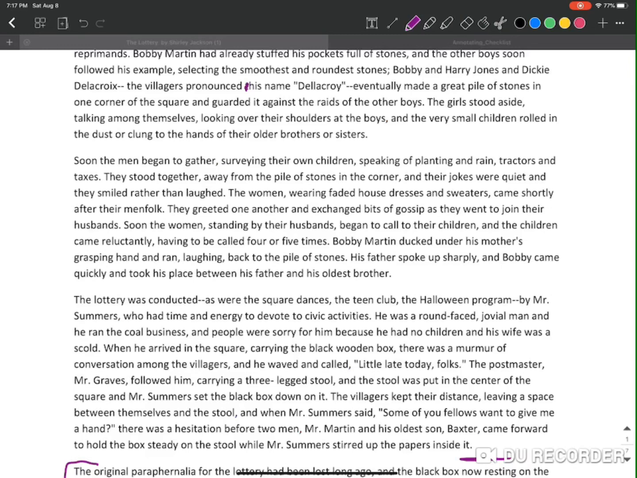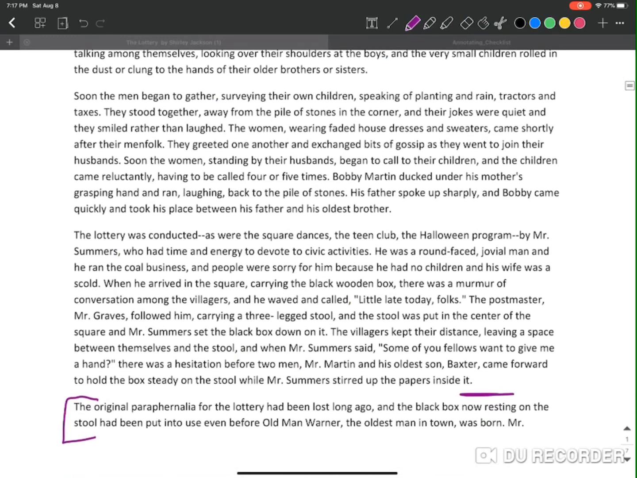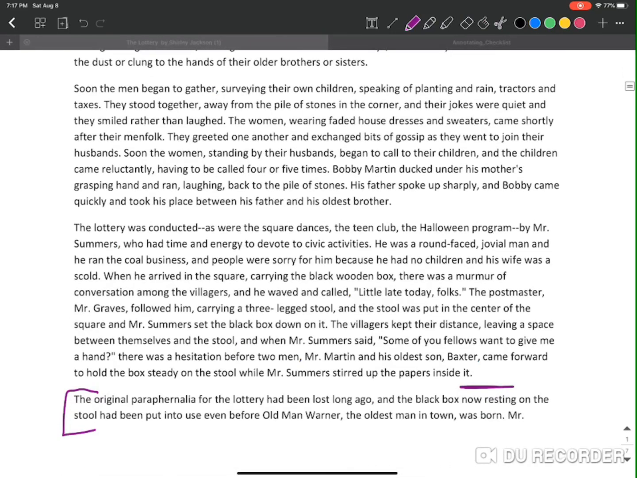His name, Delacroix, eventually made a great pile of stones in one corner of the square and guarded it against the raids of the other boys. The girls stood aside, talking among themselves, looking over their shoulders at the boys, and the very small children rolled in the dust or clung to the hands of their older brothers or sisters. Soon the men began to gather, surveying their own children, speaking of planting and rain, tractors and taxes.